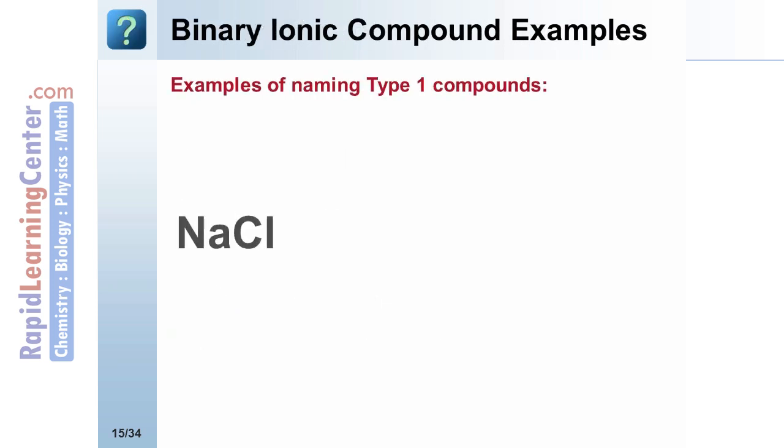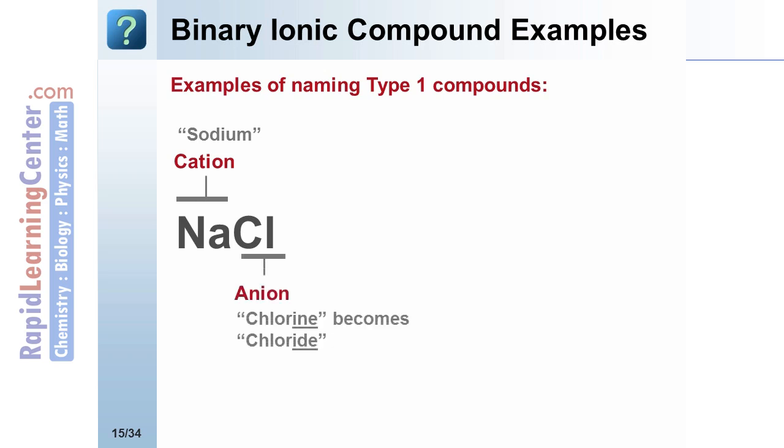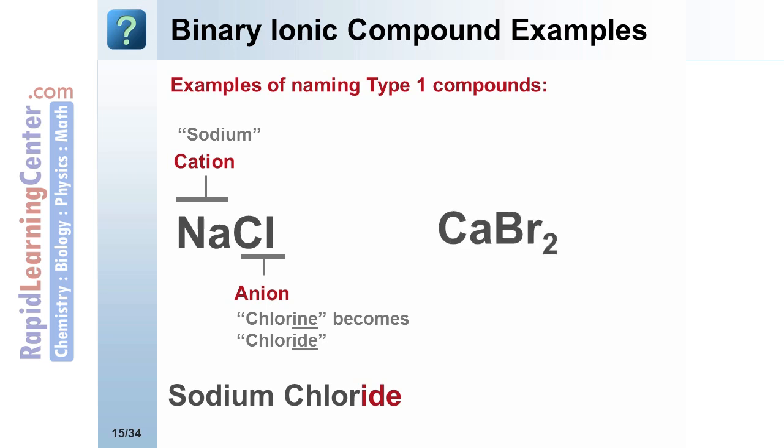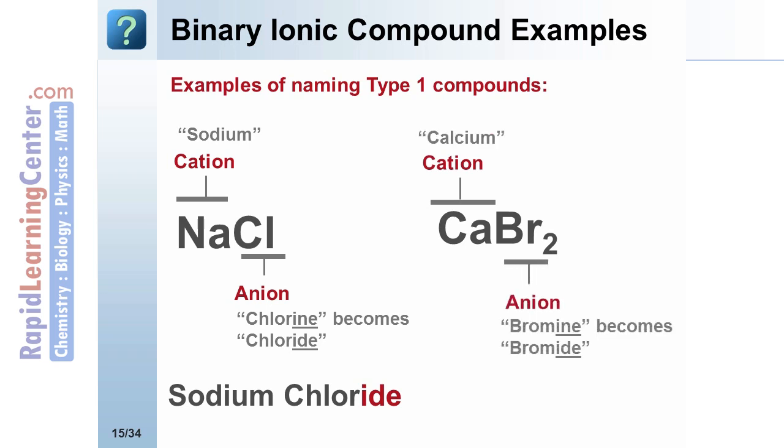For example, NaCl. Na is the cation, sodium. Cl is the anion, chlorine, which becomes chloride, sodium chloride. CaBr2. Ca is calcium. Br is bromine, which becomes bromide. Notice in this type, one metal, one nonmetal, the subscripts are not important when naming the chemical.